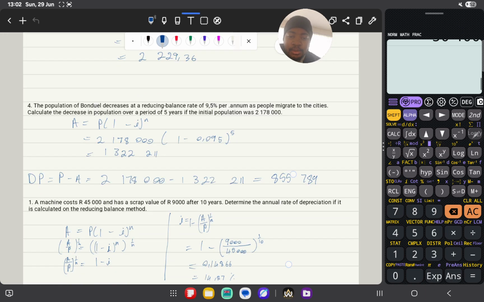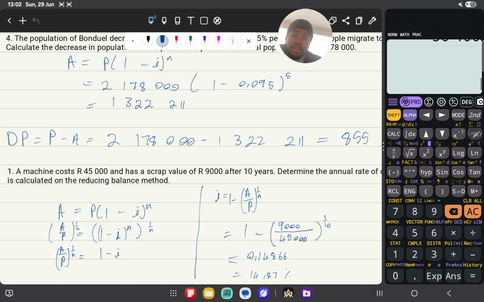So that is simple and compound decay, or straight line and reducing balance depreciation. Very cool. Let's see each other in the next video.